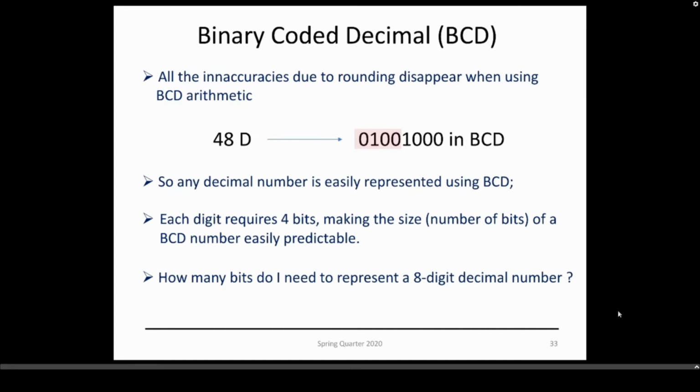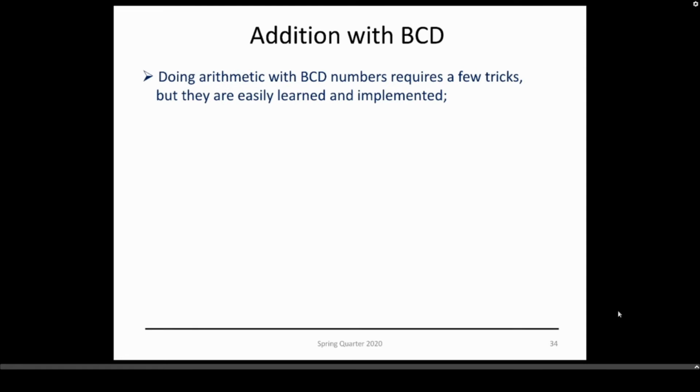And let's say that I want to represent an 8-digit decimal number. How many bits do I need? So if I have 8 digits, 4 bits per digit, I get 32 bits to represent that decimal number in BCD. So doing arithmetic with BCD numbers requires a few tricks, but we're going to learn all those tricks.